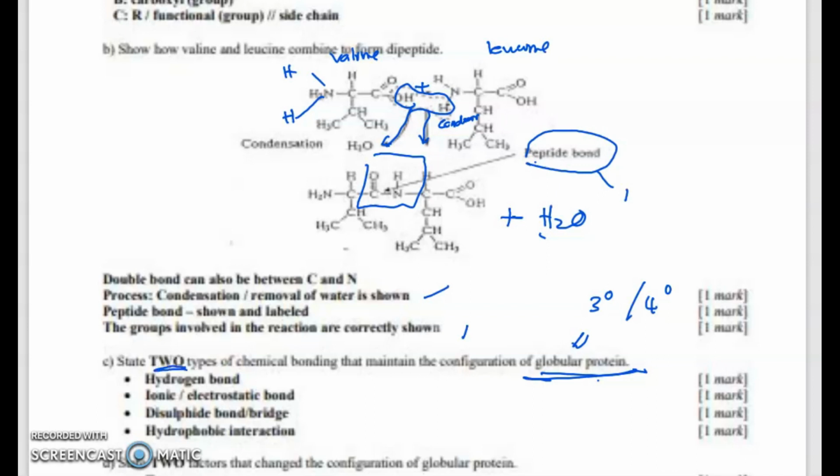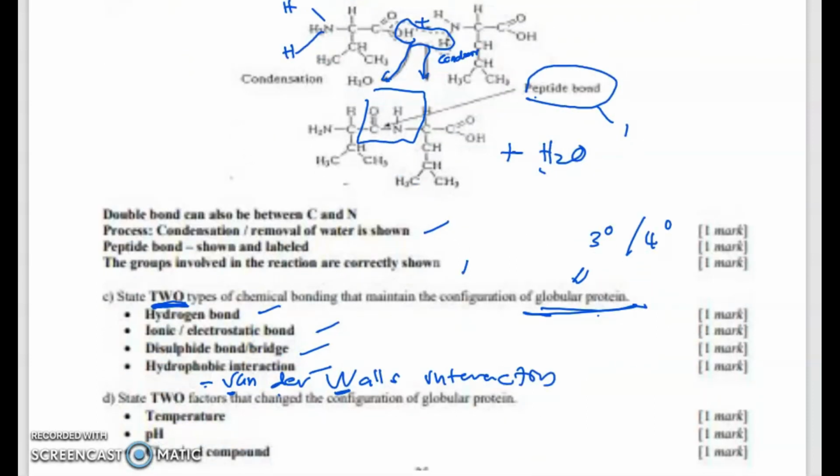But the question only asks you to give 2. So, any 2 lah. Hydrogen bond can, ionic bond, disulfide bridge, hydrophobic interaction, van der Waals interaction, boleh. V mesti huruf besar. Walls mesti huruf besar. Interaction. Okay, V and W mesti huruf besar. D huruf kecil. Okay, so 2 sahaja.